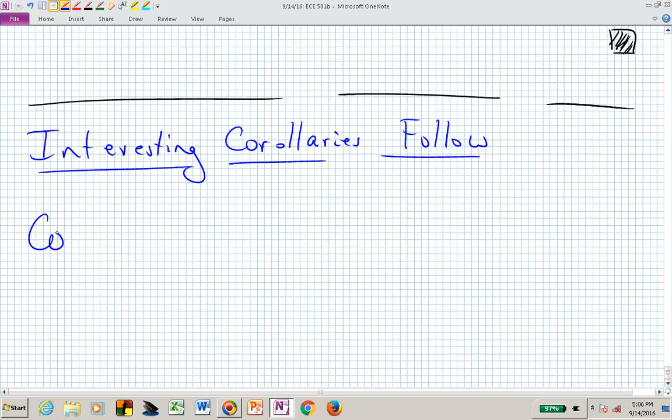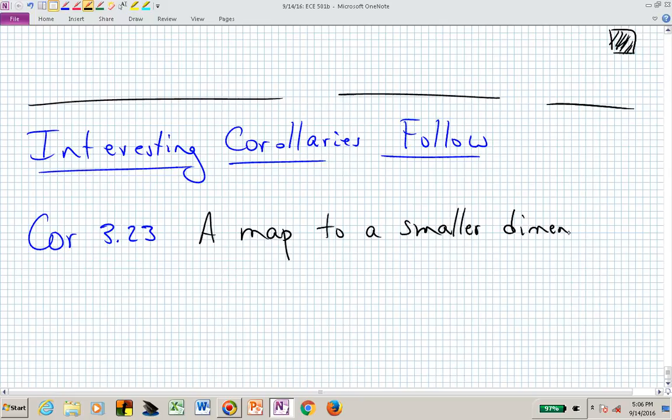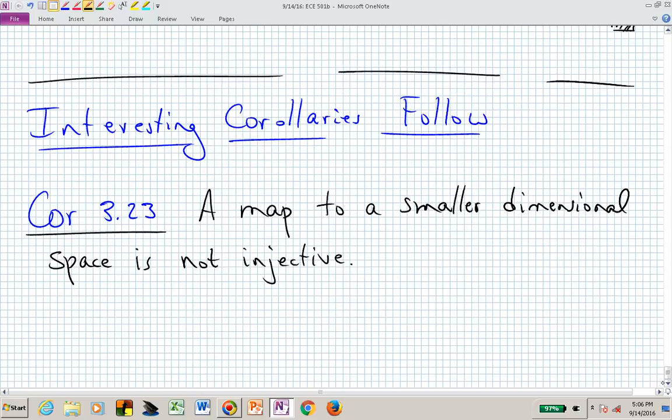One is Corollary 23, which is headed by, which really gives it all away, a map to a smaller dimensional space is not injective. That's the title, or the heading of that corollary.